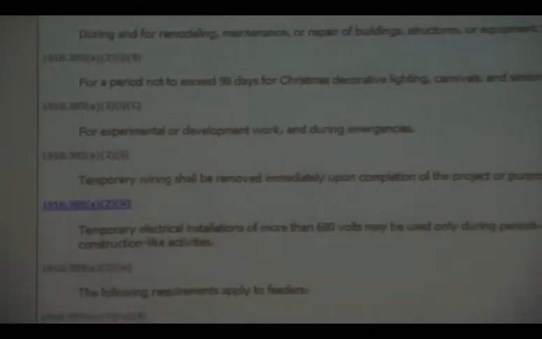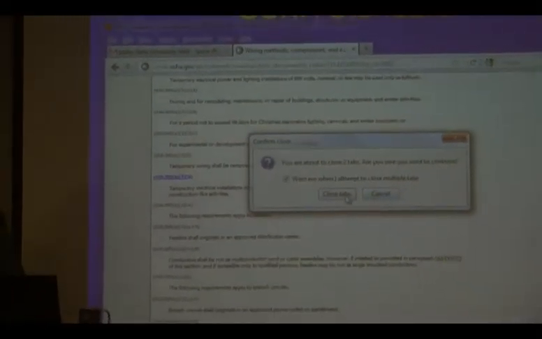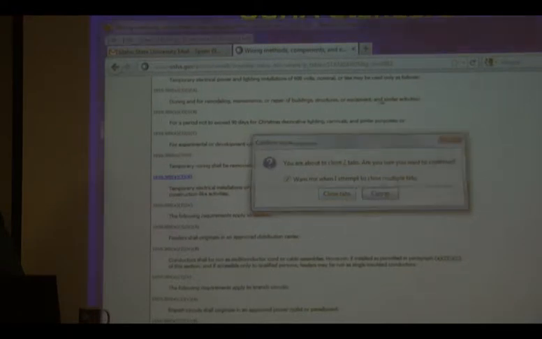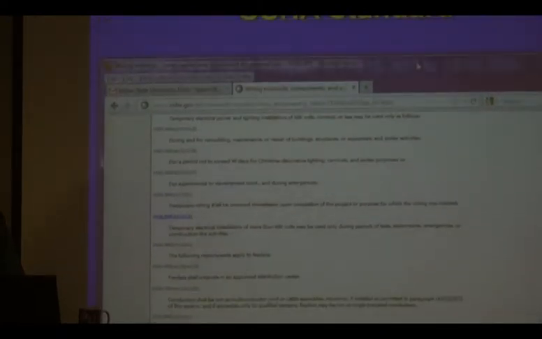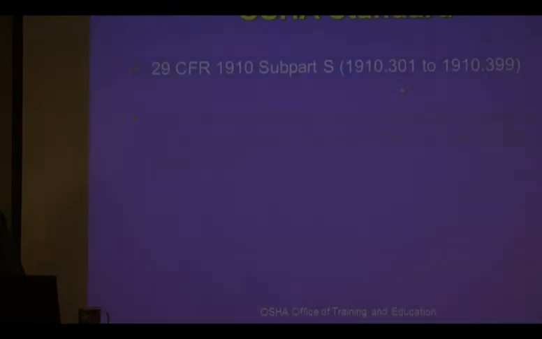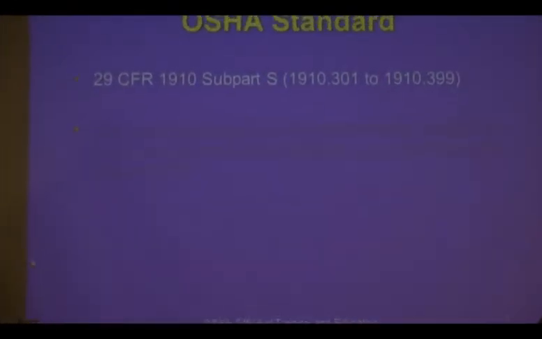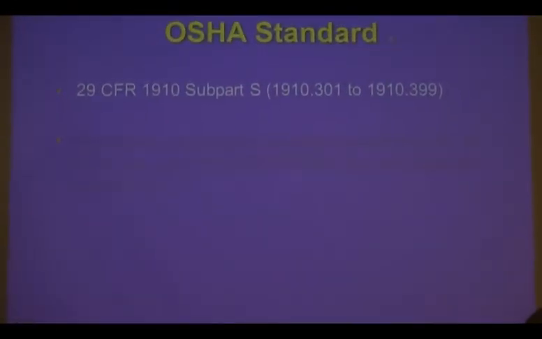We'll see if I can get out of this. Close tabs. What two tabs am I closing? Oh, I see. I see. Cancel. I don't want to. How do I get this? I just want it to go. I didn't hit the subtract sign to get it over.